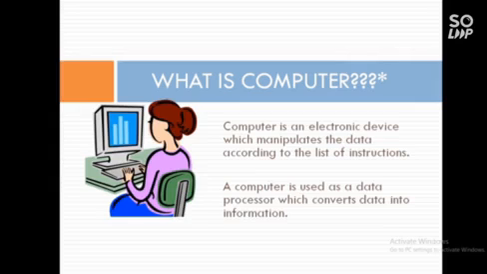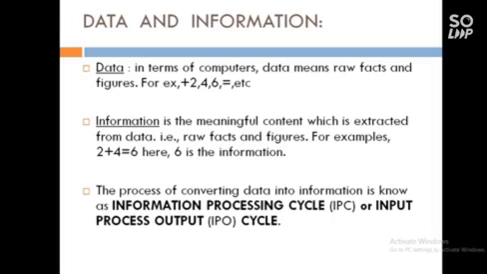Now, as we have talked about data and information, what are data and information? In terms of computers, data means raw facts and figures. For example, as we can see, 2, plus, 4, equals, and so on. That is your data. I have given you data. Now, after providing the data, what information are we getting from it?